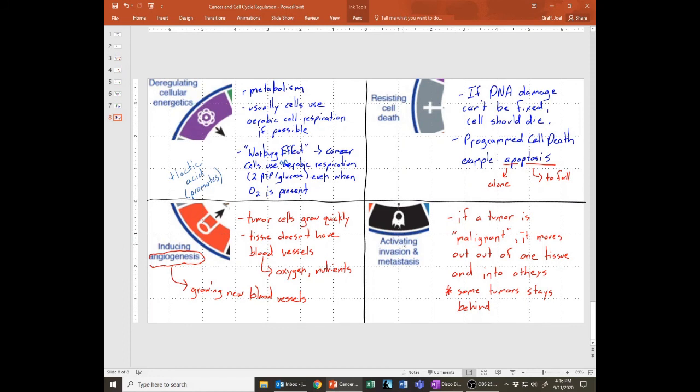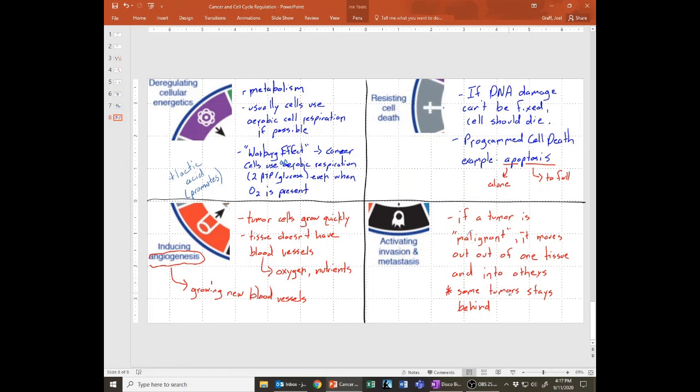And then finally we have activating invasion and metastasis. So sometimes if someone gets a tumor and the doctor biopsies it, they're going to check and they're going to decide if the tumor is malignant or benign. You want benign, not evil. But what it means if it's malignant is that it can move out of one tissue and into others.